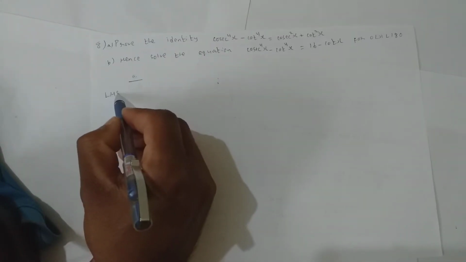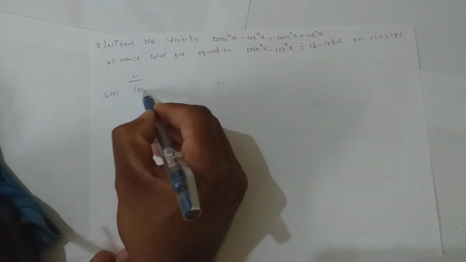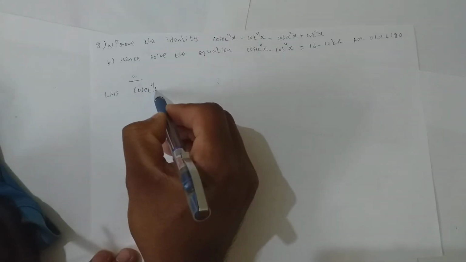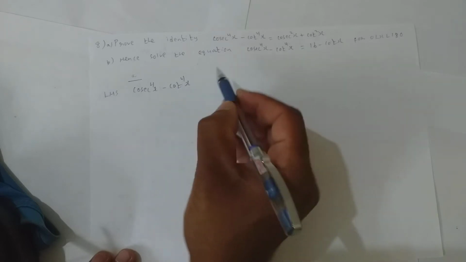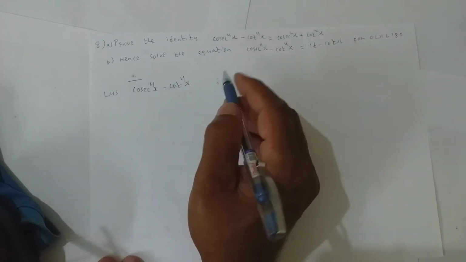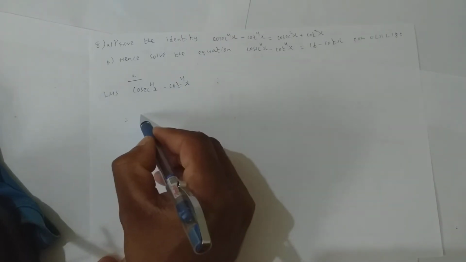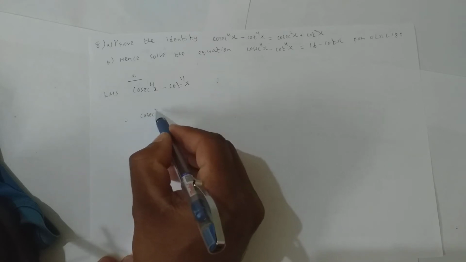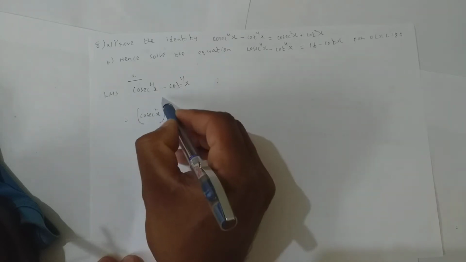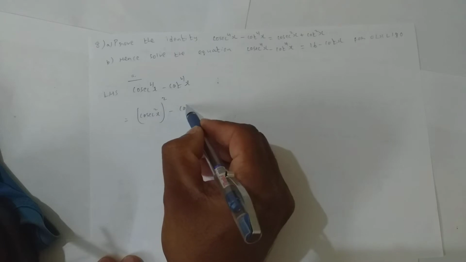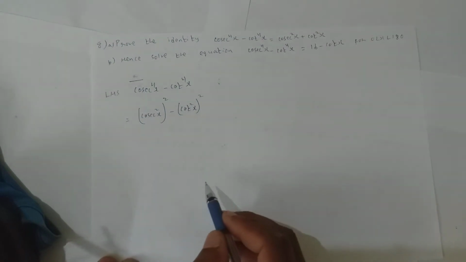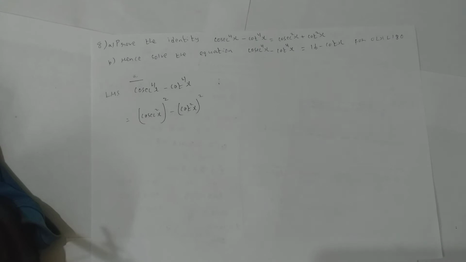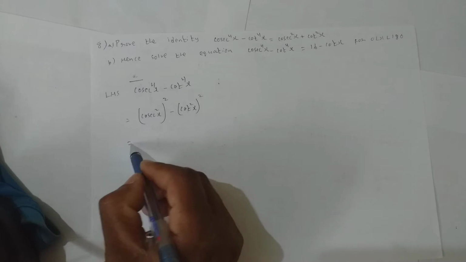I take left hand side, which is cosecant power 4x minus cot power 4x. Now, how can I write this? Cosecant power 4x, I can write cosecant square x whole square, minus cot power 4x is cot square x whole square. Why did I write like this? Now it is of which form? A square minus b square form.